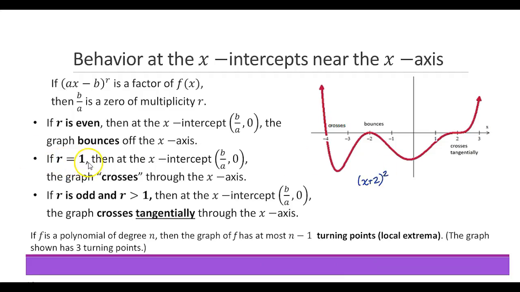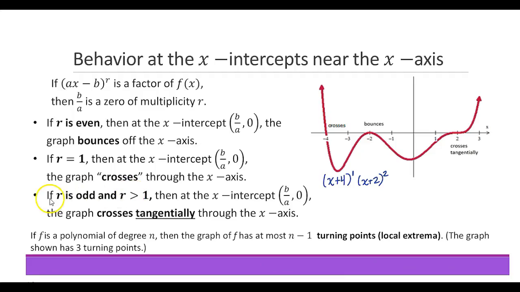Now, if r is 1, so if the factor only occurs one time, then at the x-intercept, at (b over a, 0), the graph just crosses through the x-axis. So over here, this is what we mean by just sort of crossing through the x-axis. That happens at -4. So that means the factor would have to be x plus 4 to give you a 0 that is -4, because I'd have to subtract 4 to the other side. This had to come from a factor raised to the first power.